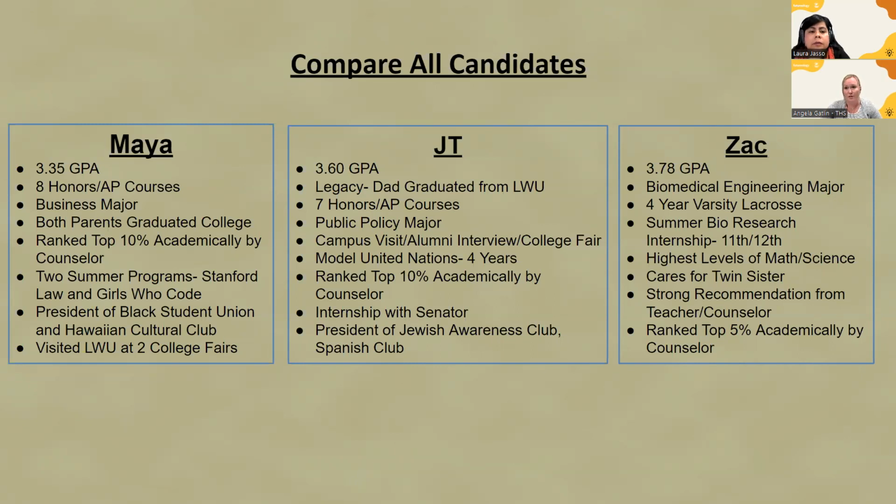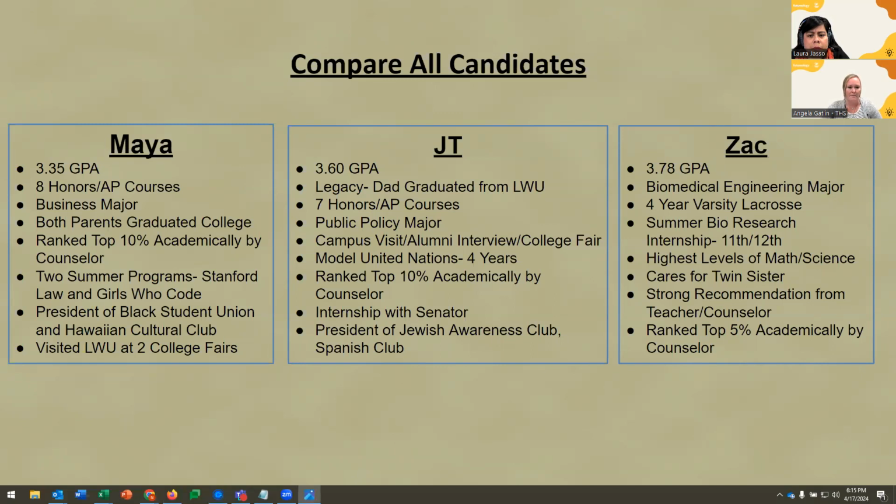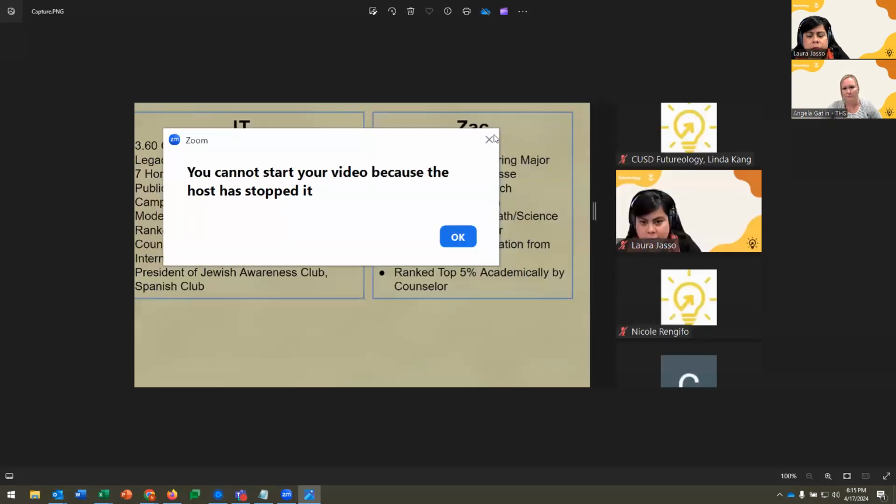Model Nations, 4 years, very impressive. Ranked top 10% academically by his counselor. And again, he also had something outside of his regular schoolwork.